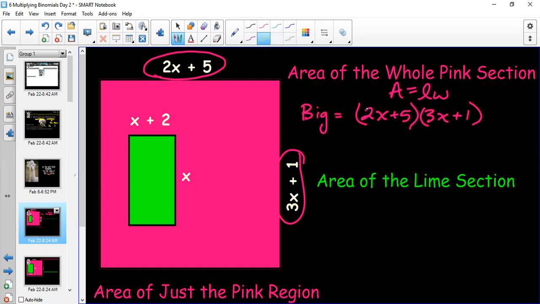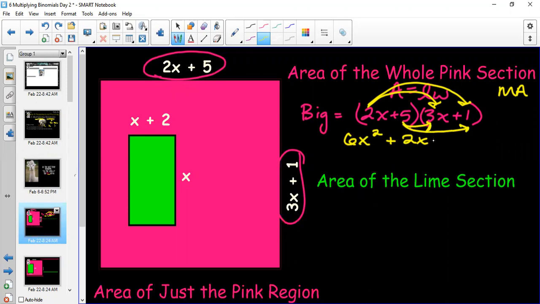I'm going to distribute here just like we did yesterday. So distribute the 2x to the second set of parentheses. And remember, we multiply coefficients and add exponents. So 2x times 3x is 6x squared. 2x times 1 is 2x. All right, now I'm going to do the underside here with taking 5 and multiplying it by the second set of parentheses. So 5 times 3x is 15x, and 5 times 1 is 5.